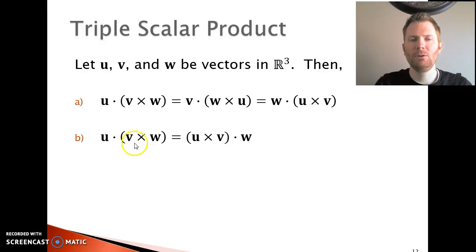And here we have u dotted with v cross w is the same thing as u cross v dotted with w. So that's interesting too. You can interchange the dot and the cross as long as you do the cross first in both cases.